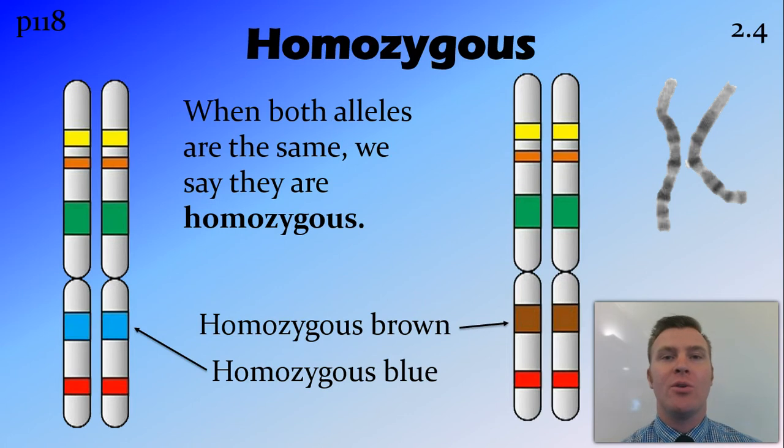Because we have two different alleles, one on each of the homologous chromosomes, we can either have them both being the same or being different. When they're the same, we call them homozygous. So here are two different chromosomes. One has homozygous blue alleles and the other has homozygous brown alleles. Both of these have the same alleles on both chromosomes.